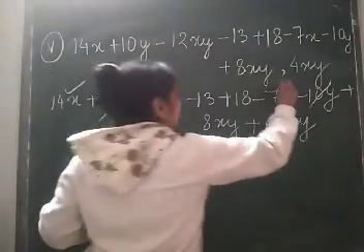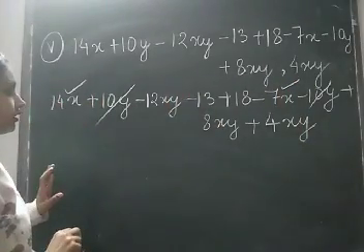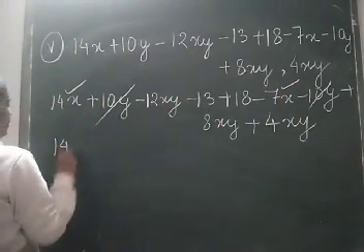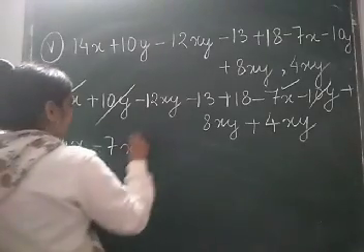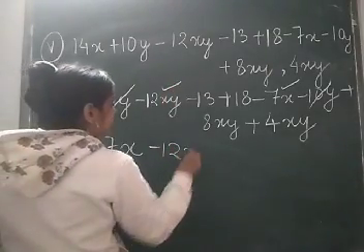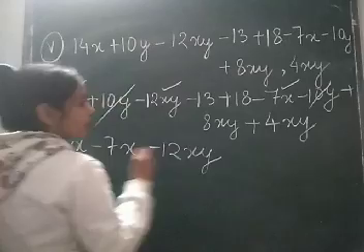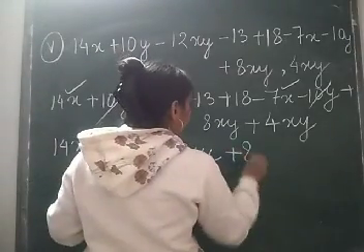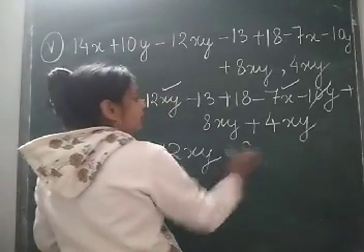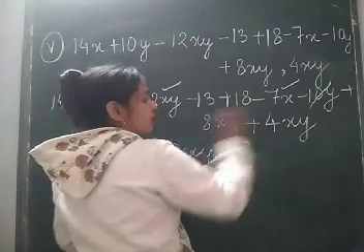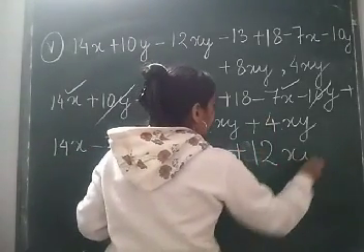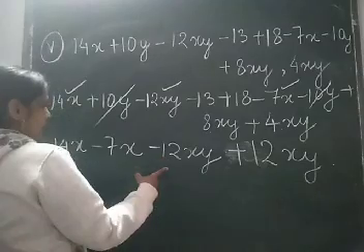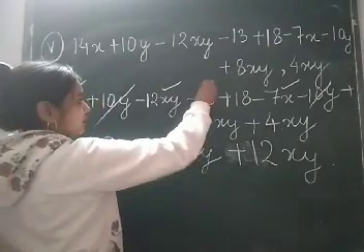and 7x. We'll write it together. 14x minus 7x. Then we write minus 12xy. These are all like terms that we are writing together. Plus 8xy and plus 4xy. That is 8 plus 4 gives us 12. So plus 12xy. Okay. Minus 12xy and minus 13.